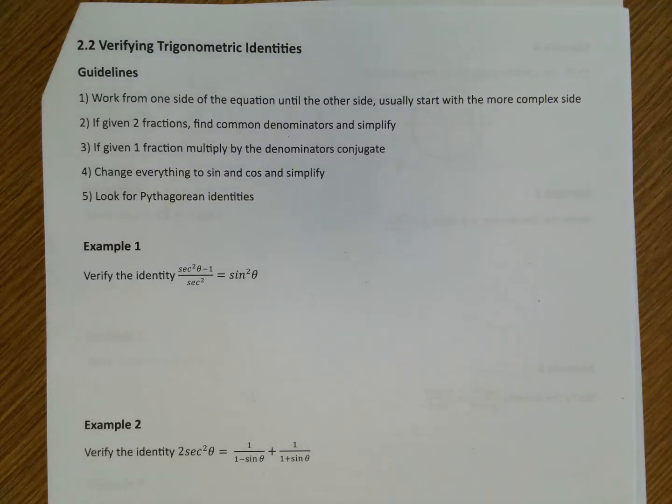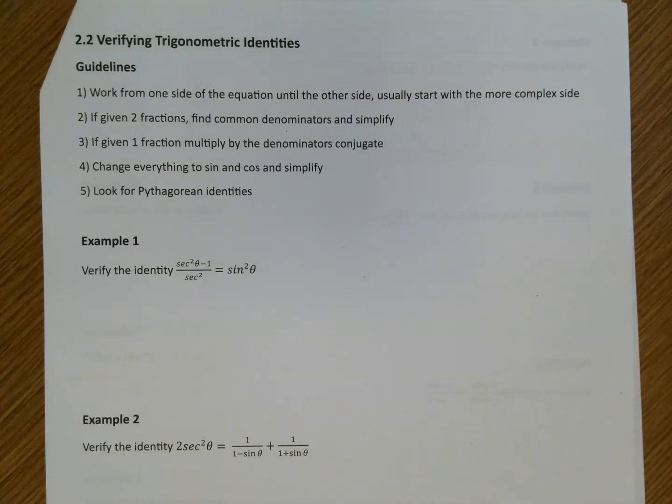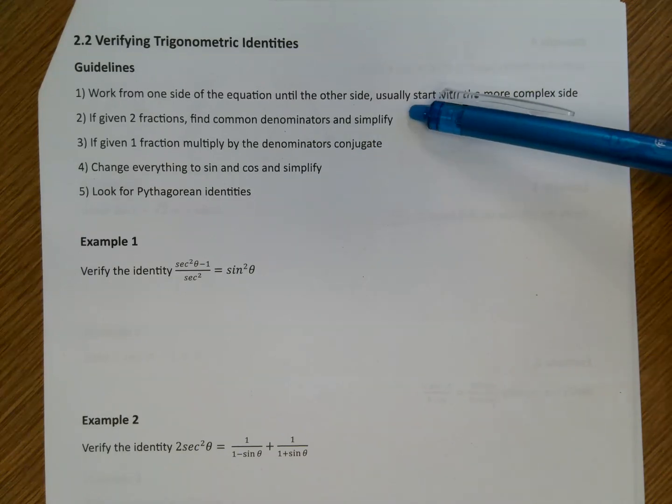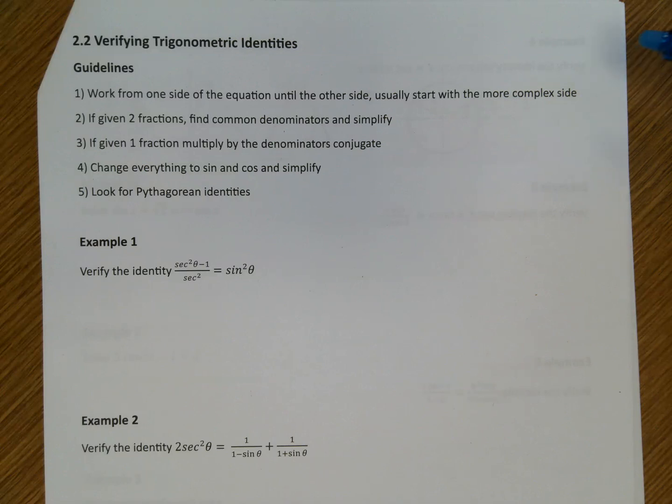2.2, verifying trig identities. So, guidelines. These are things you should come back to if you find trouble with where to go next. Okay, so these are basically like different thinking processes when we're verifying trig identities.